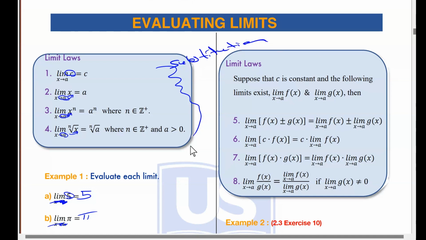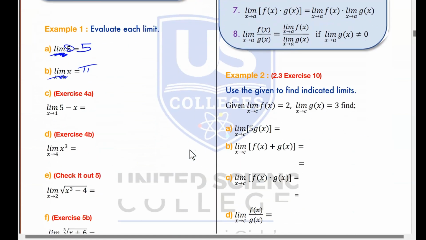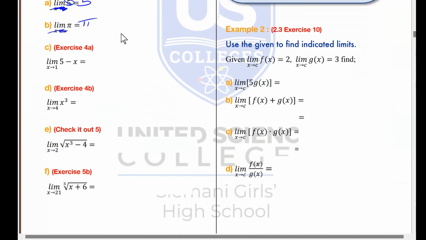So let's take a look at the following related examples. There are some exercise questions. Limit as x approaches 1 of 5 minus x. So all you have to do is replace x with 1. So 5 minus, in place of x, we write 1. 5 minus 1 is 4. It's pretty simple. Similarly, x cubed becomes 4 cubed because the value of x is given as 4. So 4 cubed is equal to 64.